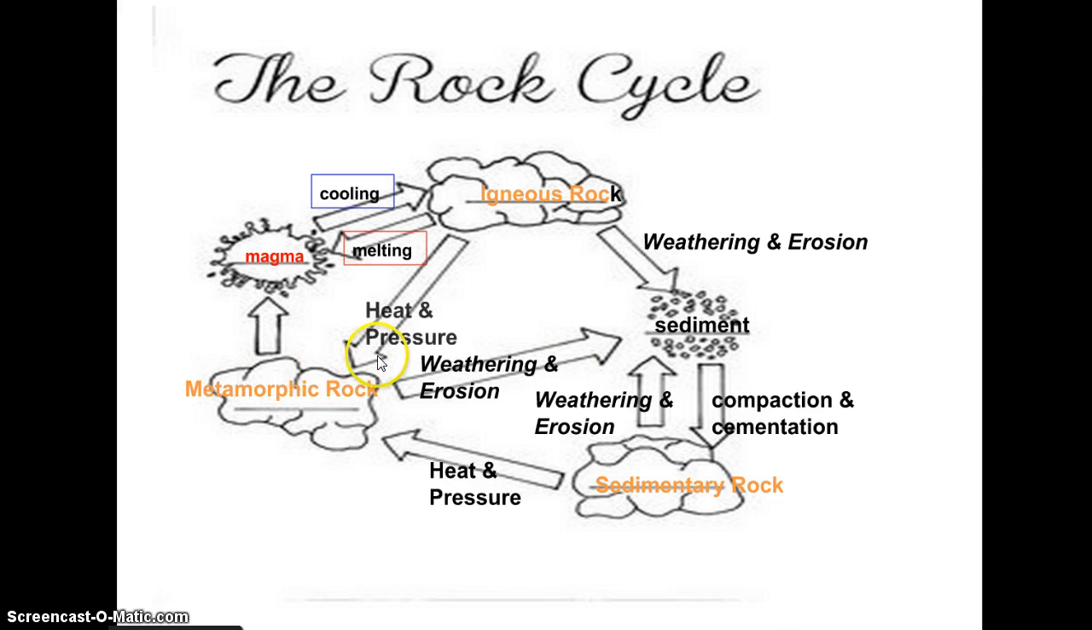That metamorphic rock could then get weathered and eroded into sediment. It could get melted and turn into magma. And then the igneous rock that we had talked about before could become heated and pressurized and become metamorphic rock. So you can see it's kind of like a choose your own adventure. Each type of rock can become the other, and depending on where it is, that's going to determine its pattern.